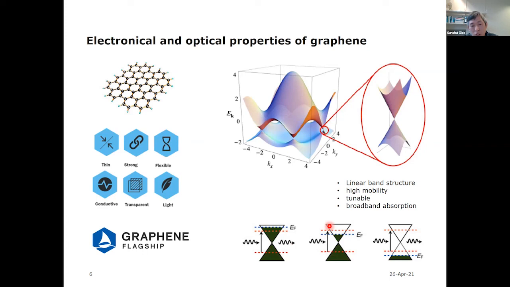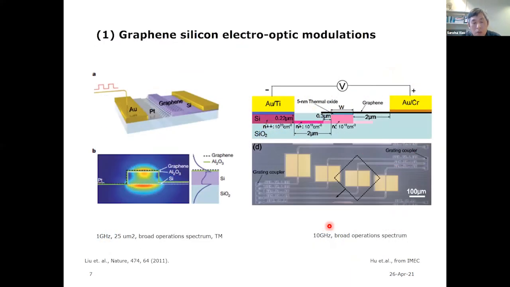So basically, you can tune the Fermi level of graphene to control whether light will be absorbed or transparent to the graphene. This is the basic mechanism for making these modulator devices. So I will give a number of devices we have recently worked on.